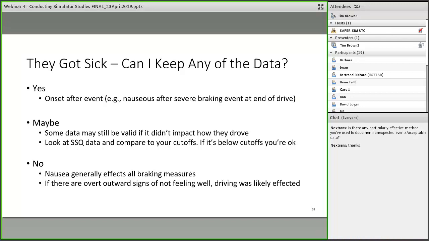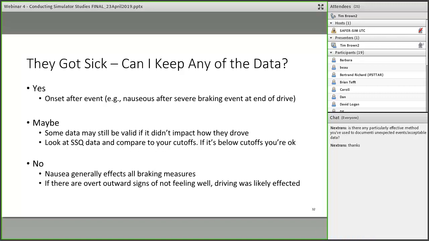You're going to want to look at the SSQ data, and you may be able to keep all of the data if it's just eye strain and they report symptoms of simulator sickness that aren't severe and don't necessarily impact, and we didn't see any abnormal behavior. And then no, nausea is generally a bad sign. If they're feeling nauseous during the drive, it generally affects that data, and if they felt nauseous from the beginning, you're maybe out of luck in terms of keeping anything from the data.